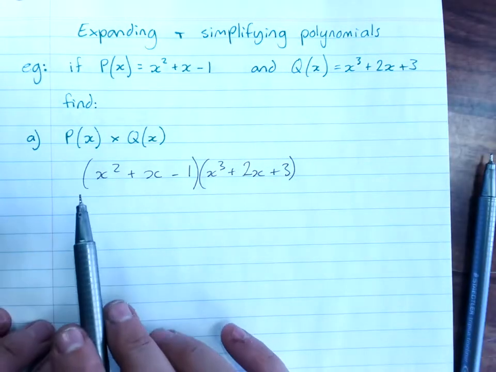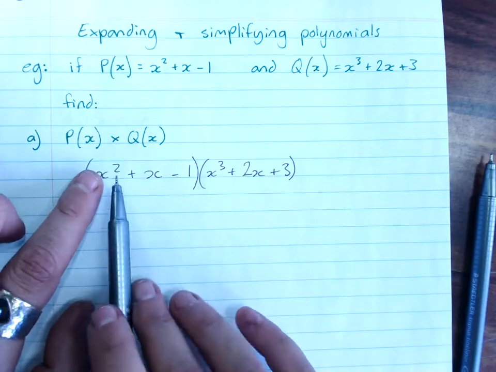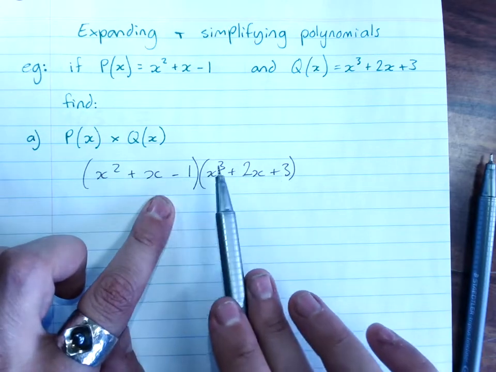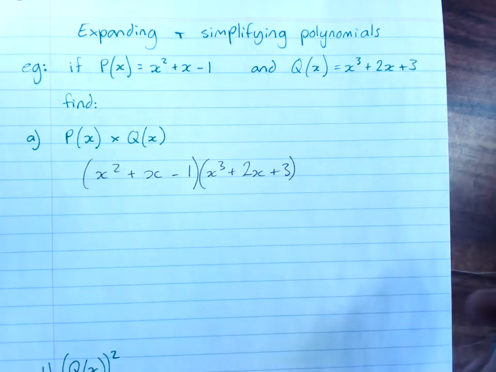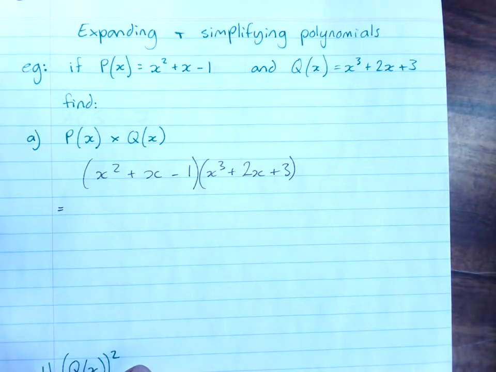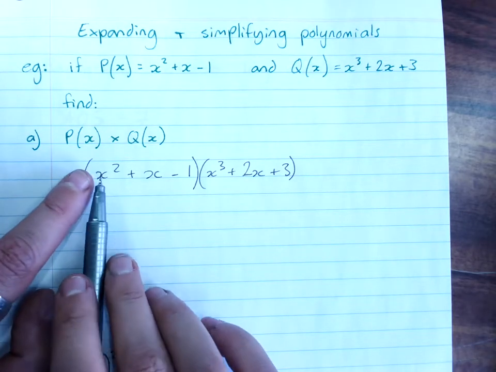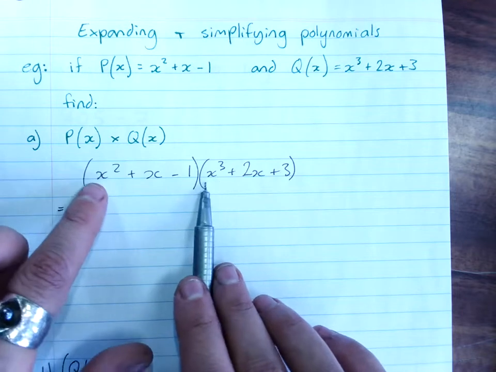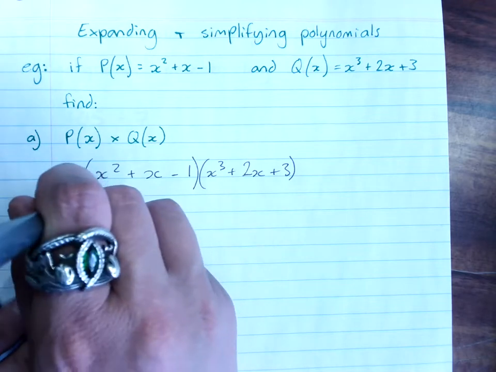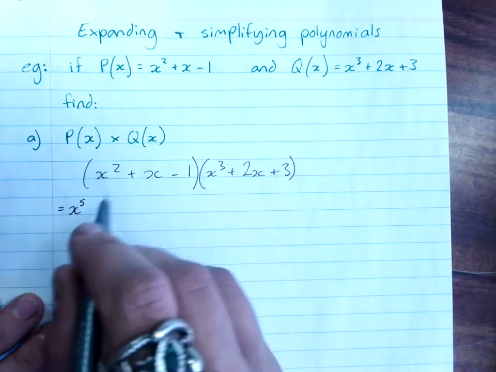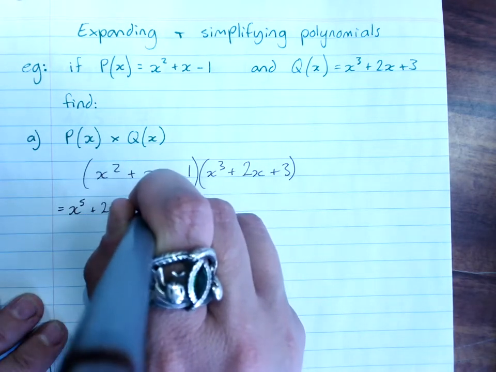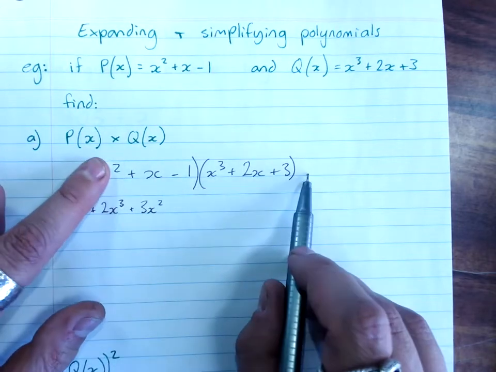Now, if we wanted to just expand that out, we're going to have to do this x squared times each of these, this x times each of these, this negative 1 times each of these, and simplify. It's actually going to end up being quite long, and I would usually suggest being quite careful. x squared times x cubed. Because our polynomials here have the highest power to start with, we'll get the highest power of our answer at the start. x squared times 2x. x squared times 3. That is the first term multiplied out.